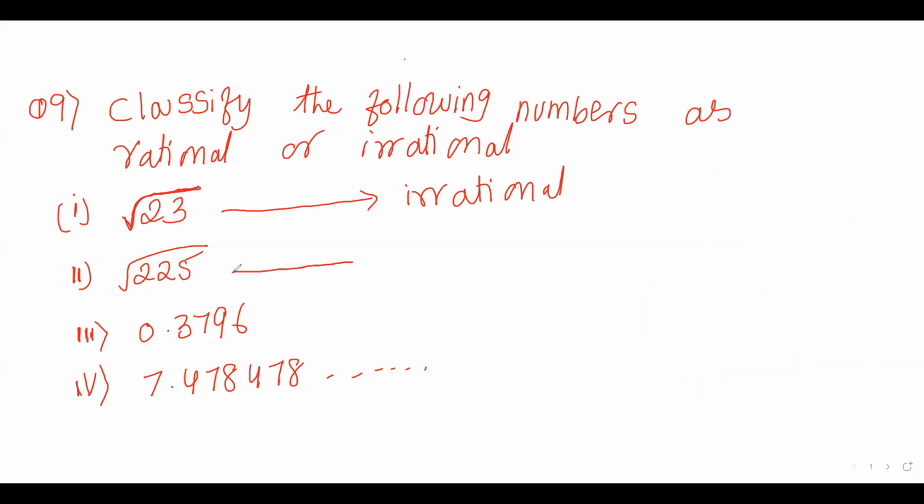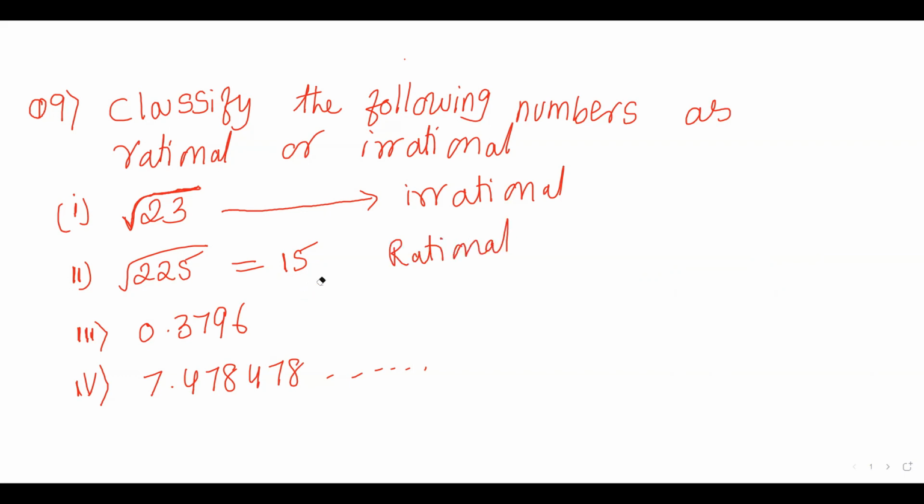Now 225 has a square root. Root of 225 is equal to 15. 15 15s are 225. Square root of 225 is 15. So 15 is in P by Q form. So it is rational.